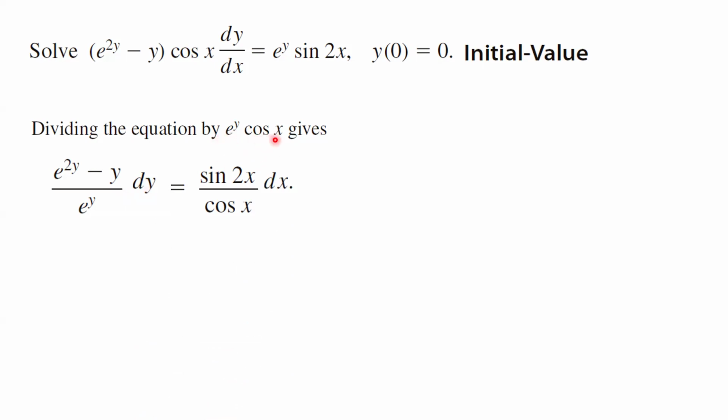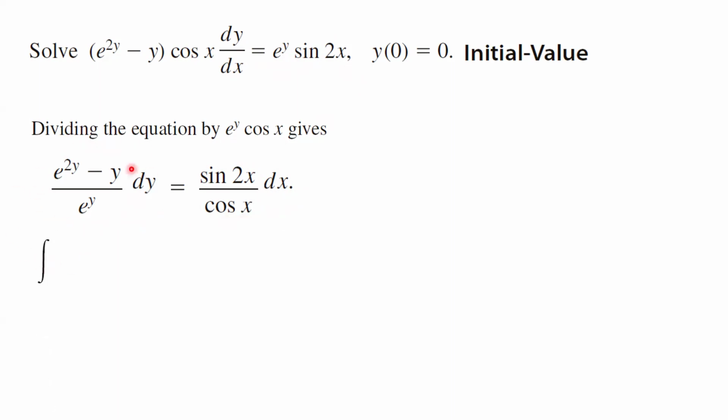So it should be very easy for you to see that when you divide by e^y cosine x, cosine and cosine disappear. That's how you end up with just e^y on one side. And when you divide by e^y, e^y disappears and you end up with sine 2x divided by cosine x dx. We just brought this dx to the other side. So now you have all y's on one side and all x's on the other side. This is indeed a separable differential equation. Let us take the integral of both sides.